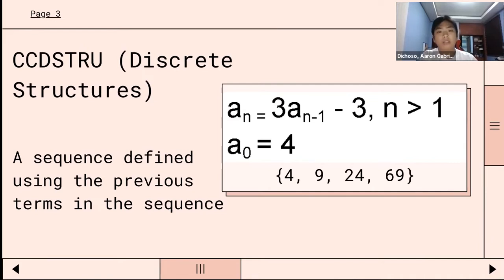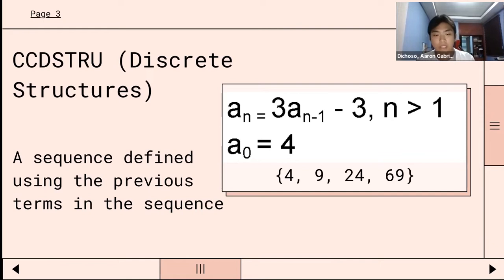So I have an example recurrence relation here. It says a sub n is equal to 3 times a sub n minus 1, minus 3, where n has to be greater than 1. This is because if n is not greater than 1, then there's a possibility that we would have a of 0 minus 1, a of negative 1, which doesn't make any sense, right?